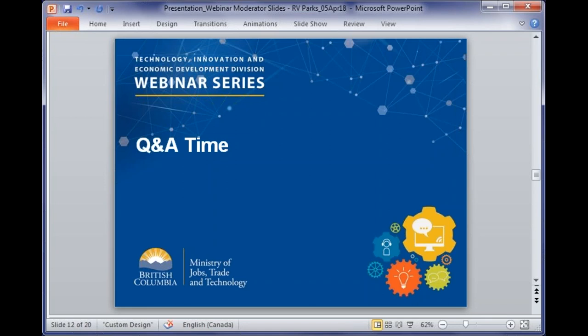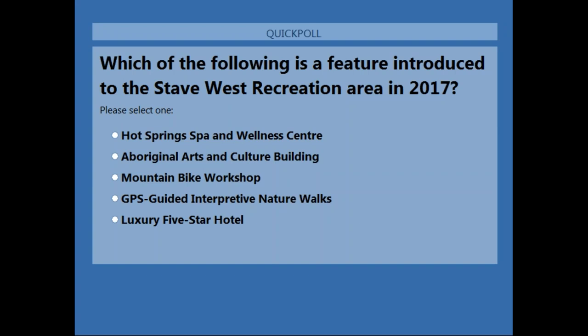We do have, of course, a comprehension pop quiz for you. If you've been paying attention, this one should be fairly straightforward. I'm going to put the poll up now and let you vote on which of the following is a feature that was introduced in the Stave West Recreation Area in 2017. I'll let it stay open for about 30 seconds here.